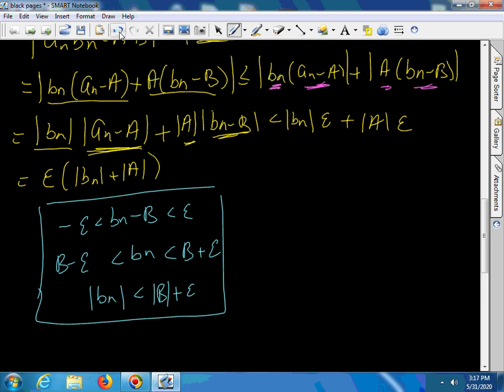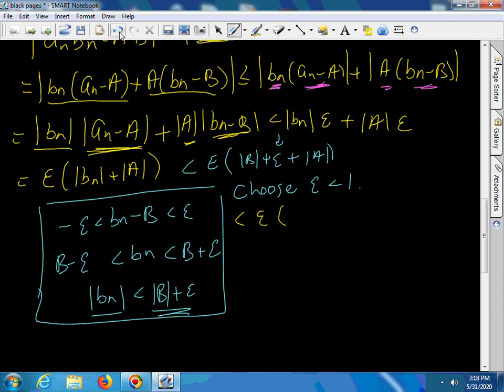So to save space, I'm going to write to the right. So this here is less than epsilon times the absolute value of bn, which is less than that, plus the absolute value of a. Now everything would be fine if we didn't have epsilon in here. So what we're going to do is choose epsilon to be less than 1. Then this here will be less than epsilon times the absolute value of b plus 1, plus the absolute value of a. I replaced epsilon with something bigger, since 1 is bigger than epsilon.